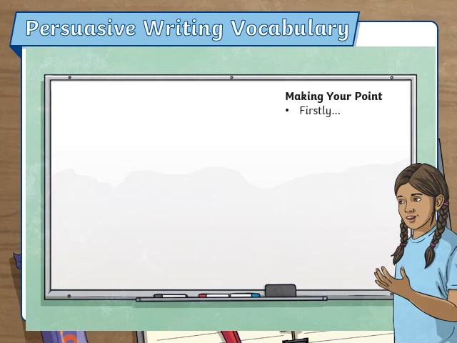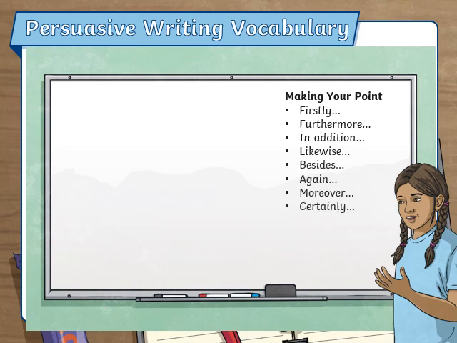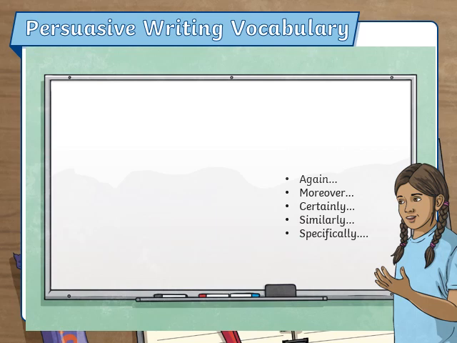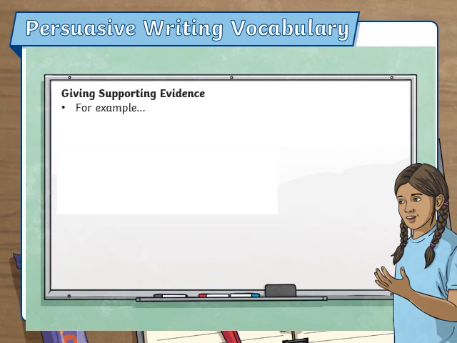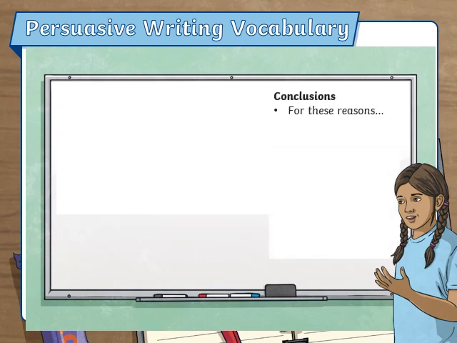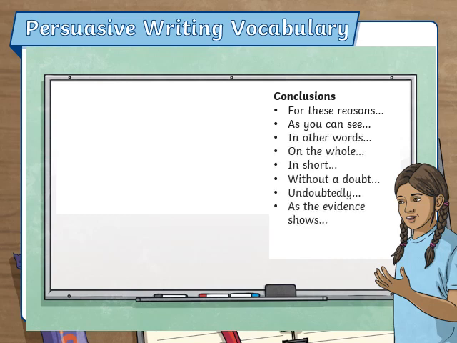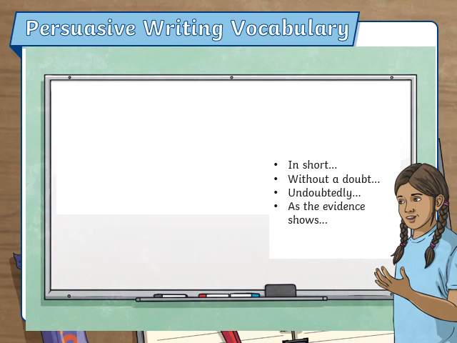Then we have to make your point: firstly, furthermore, in addition, likewise, besides, again, moreover, certainly, similarly, specifically. After that, we have giving supporting evidence: for example, in fact, for instance, as evidence in support of this. Conclusions: for these reasons, as you can see, in other words, on the whole, in short, without a doubt, undoubtedly, and as the evidence shows.